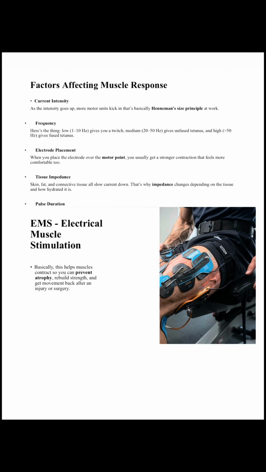Moving on to the factors affecting muscle response. I'll be short and brief in this one. There's current intensity, frequency, electrode placement, tissue impedance, and pulse duration. In the current intensity, as intensity goes up, more motor units kick in.